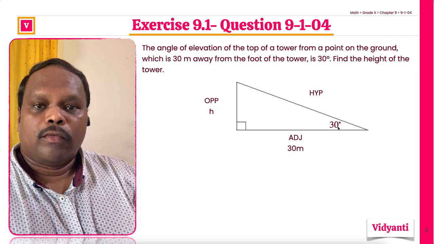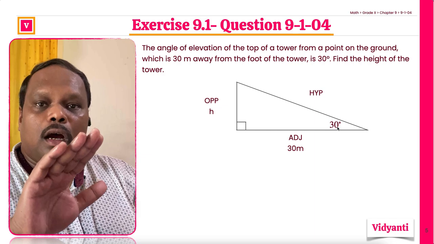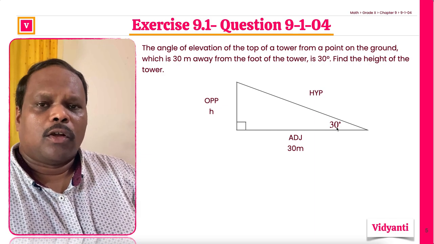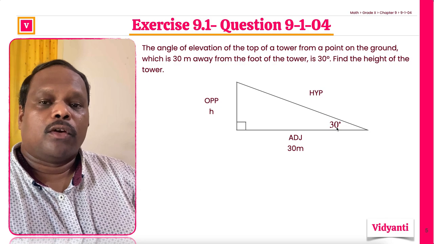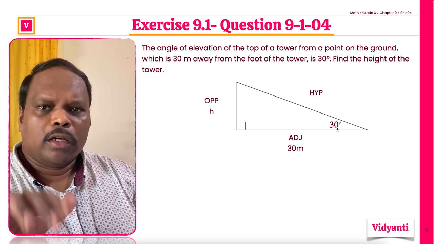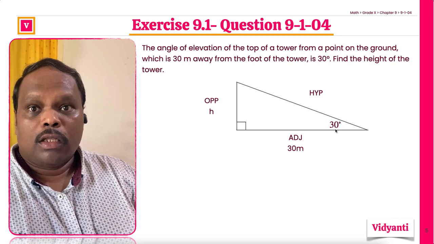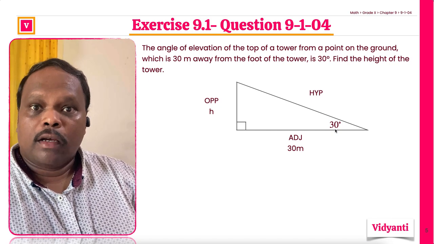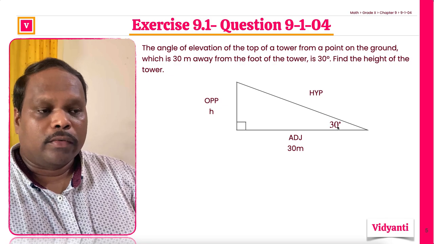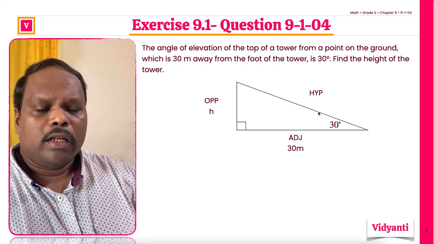Remember, angle of elevation will be towards the sky or upwards, and other possibilities also exist. Angle of depression is in case you're standing on the top of a mountain or top of the tower and looking downwards. But here they have given us angle of elevation. So this is the 30-degree angle of elevation. So now the triangle is well defined.